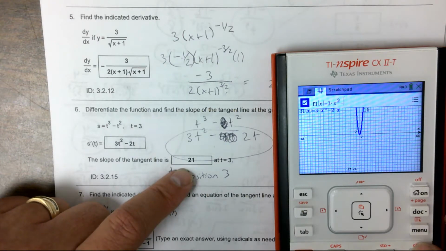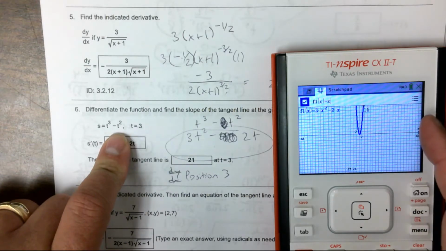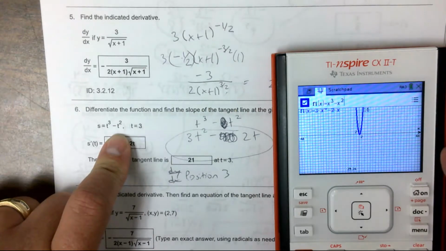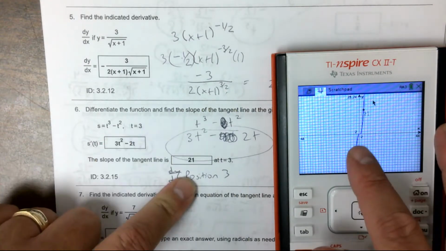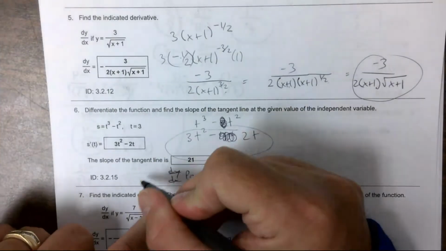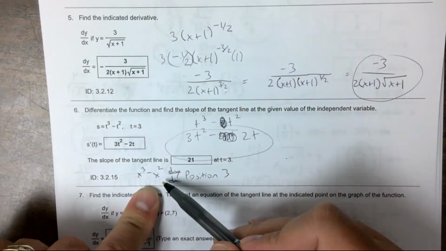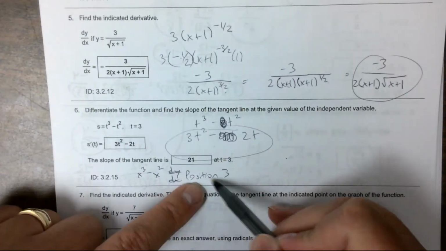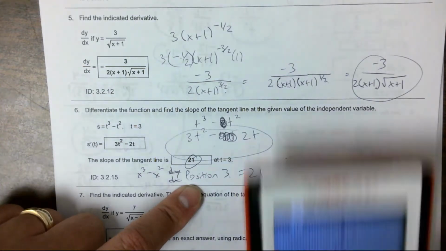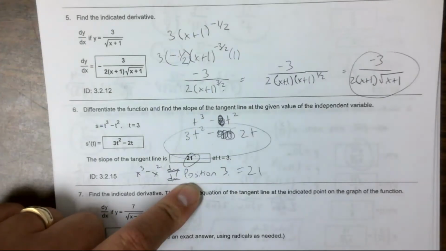Hold on just a minute. X to the 3rd power minus x squared. Okay, I get 21. Okay, so what we need is put x cubed minus x squared, and then we do dy dx, and then position 3 gives you 21. So there's the 21 right there.